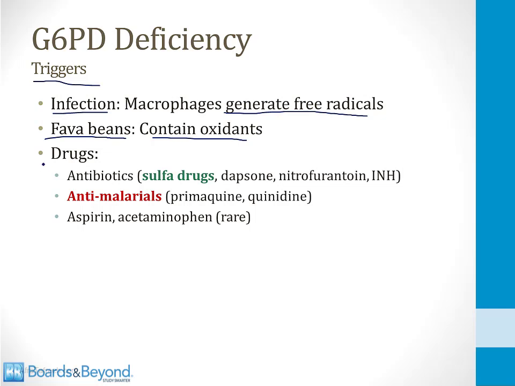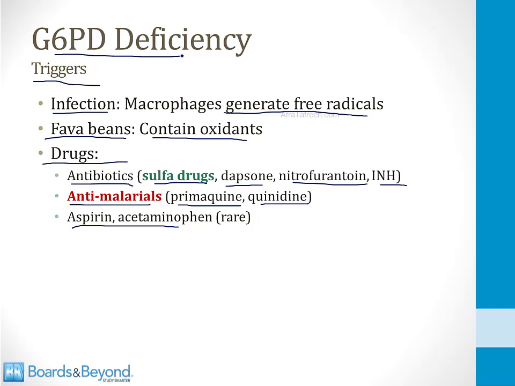And then finally, there is a long list of drugs that these patients need to avoid. Some of these include antibiotics. Sulfa drugs are a classic trigger. So is dapsone, which is a rarely used antibiotic, as well as nitrofurantoin and isoniazid. Antimalarials are well-described triggers of hemolysis in this condition, and G6PD deficiency is common in parts of the world where there is malaria infection. So for example, primaquine and quinidine can trigger hemolysis in patients who have this condition. And then finally, aspirin and acetaminophen have rarely been described as triggers in this condition as well. And when patients are diagnosed with a G6PD deficiency, they usually become educated very quickly on what drugs they need to avoid.